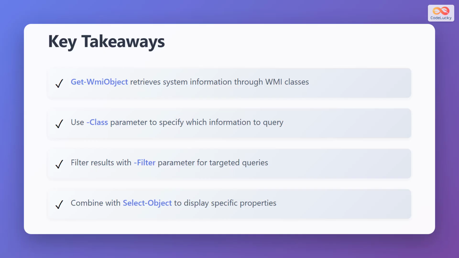Let's review the key points. First, Get-WmiObject retrieves system information through WMI classes. Second, you use the -class parameter to specify which information to query. Third, you can filter results with the -filter parameter for more targeted queries. And finally, you can combine Get-WmiObject with Select-Object to display only specific properties you're interested in. With these fundamentals, you're ready to start exploring system information using PowerShell and WMI.